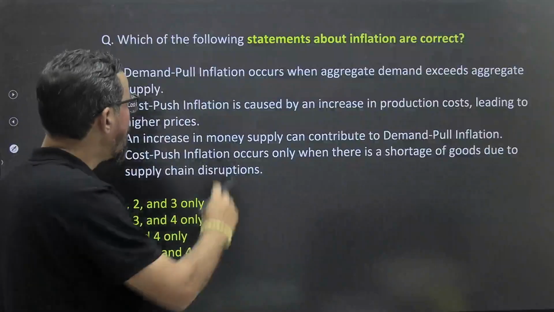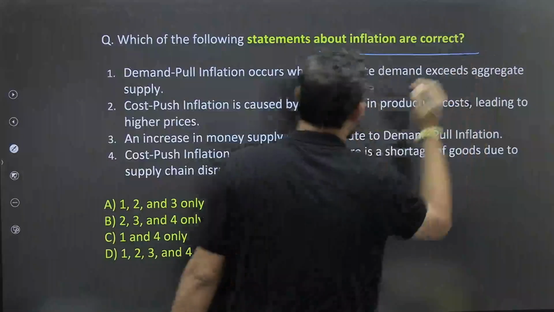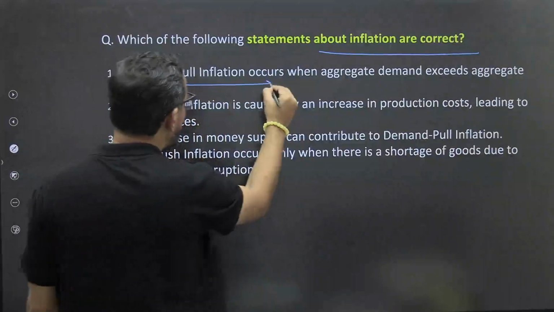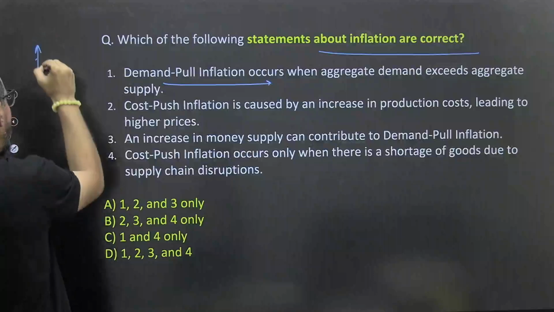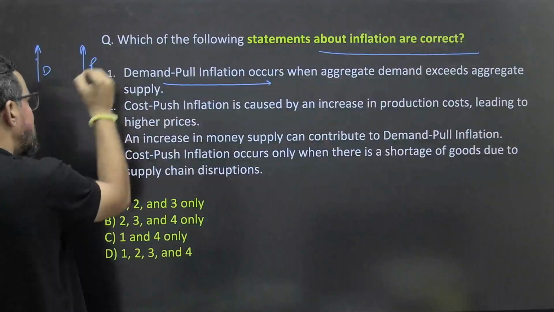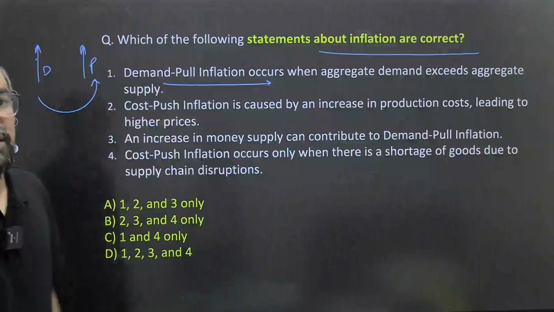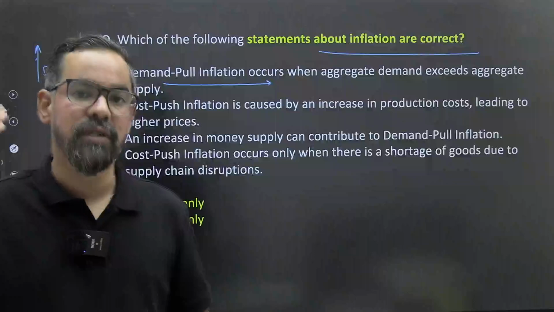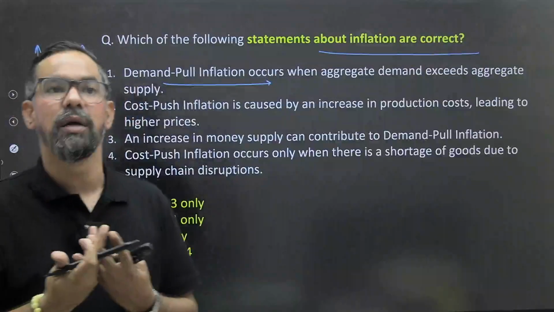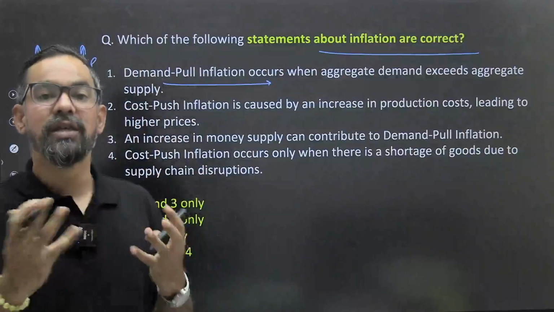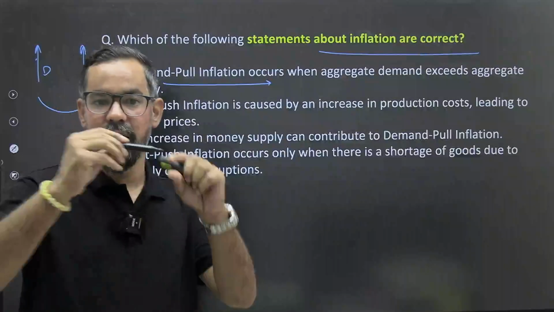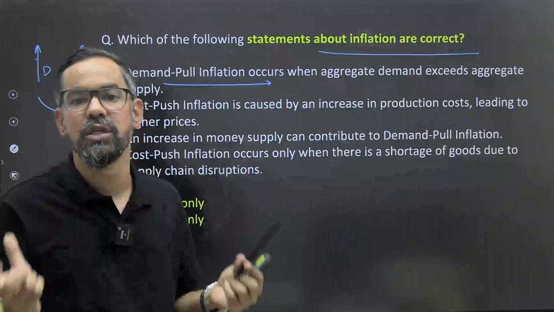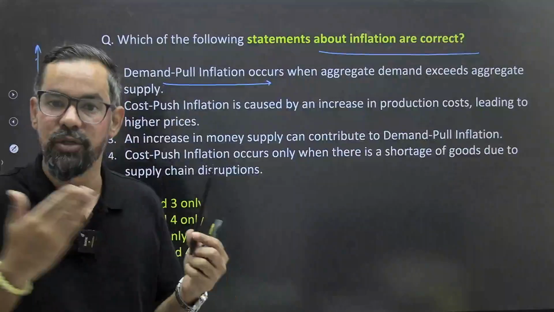Next one. Which of the following statements about inflation are correct? Very simple question. Inflation, everybody knows, right? So when it comes to demand pull inflation, an increase in demand leads to an increase in prices. And when that happens, that is generally known as inflation. What is inflation? When prices of general goods and services increase, that economic status is generally known as inflation. Let's say earlier the price of this marker was 10 rupees. Now it has increased to 15 rupees. So this course of action is generally known as inflation, an increase in prices of general goods and services.